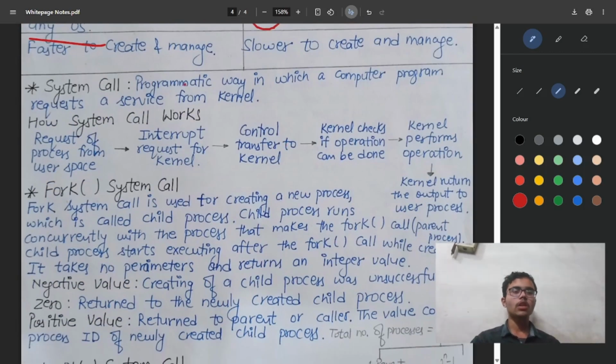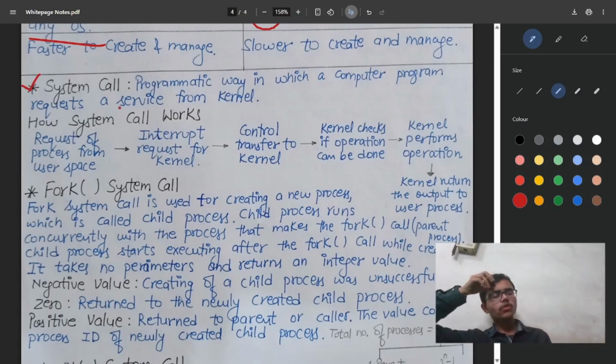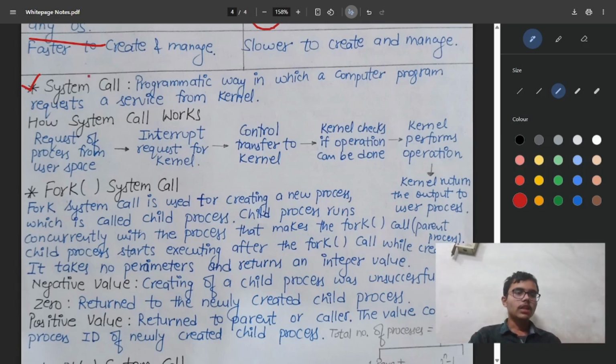System call. What is a system call? It is a programmatical way in which a computer program requests a service from the kernel. How does a system call work? This is a basic point. If you already know it, you don't need to go through this, but if you don't know and want to know about system calls, you can remember it. But it is not that much needed.